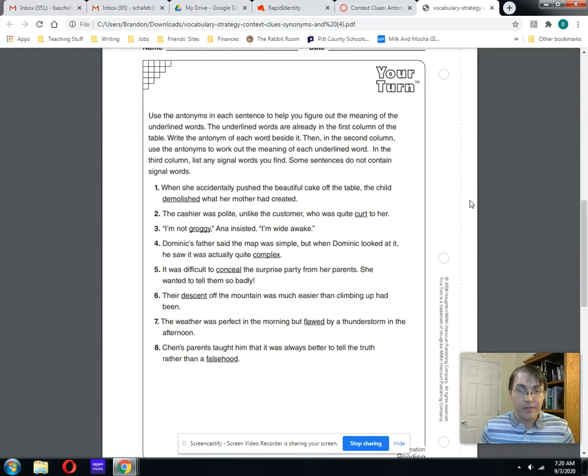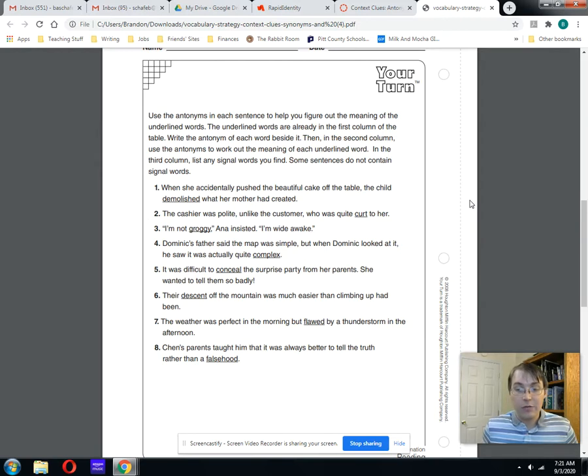First, when she accidentally pushed the beautiful cake off the table, the child demolished what her mother had created. Now, this sentence has some antonym context clues. It also kind of has some clues in it that you might be able to figure out without finding the antonym, because we see that the child accidentally pushes a beautiful cake off the table and demolishes it. And you can pretty much guess what happens to a cake when you knock it off the table.